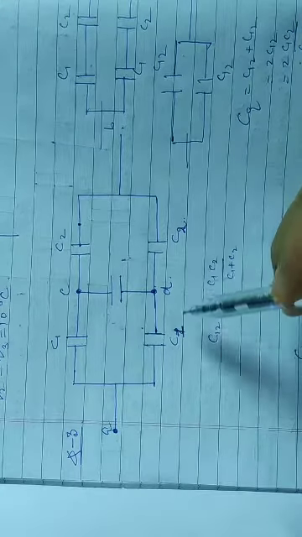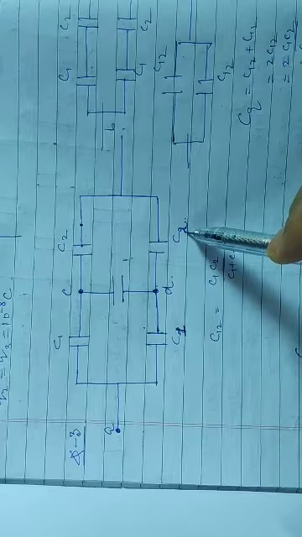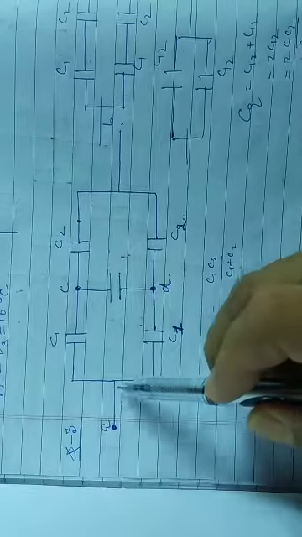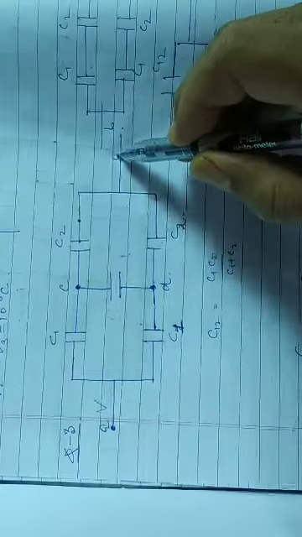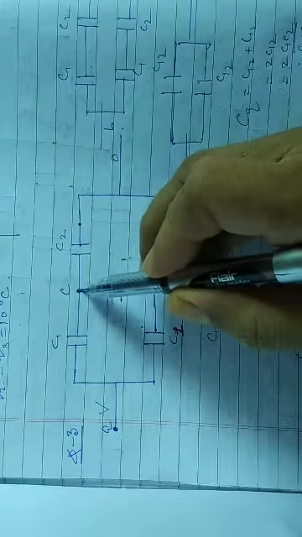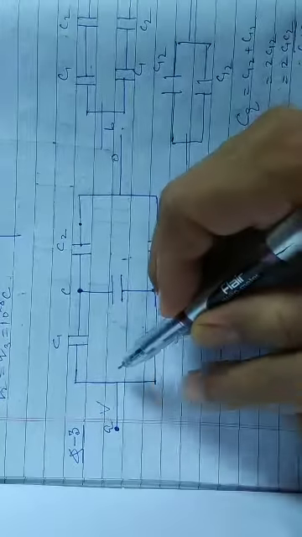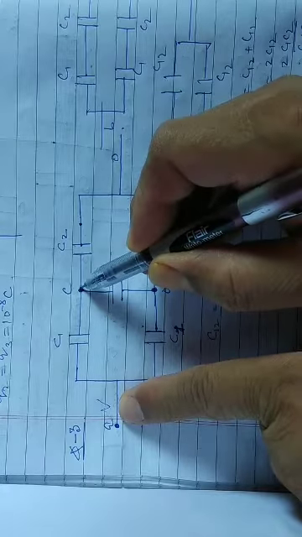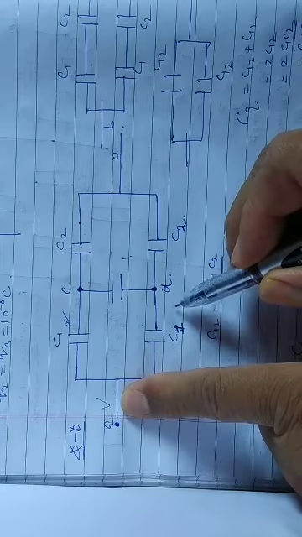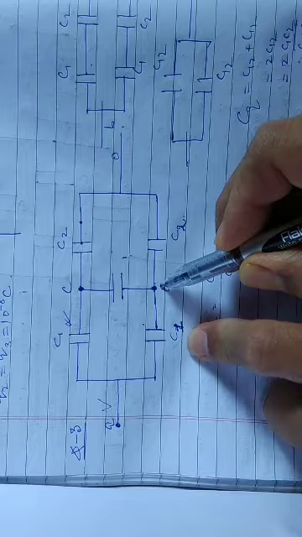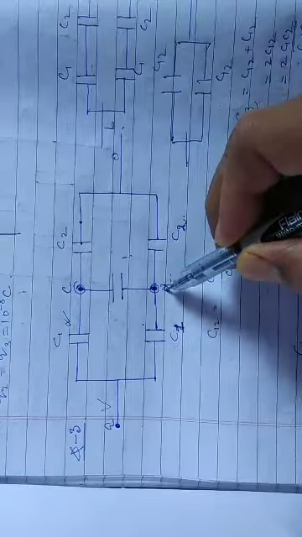In question number 3, you can see that here it is C1 C2, here also it is C1 C2. So if this is at V potential and this is 0, the potential of point C and the potential of point D will be the same, because V minus Vc, and here the in-between element is C1. Similarly, V minus Vd, the in-between element is C1. So the potential of point C and the potential of point D is the same.